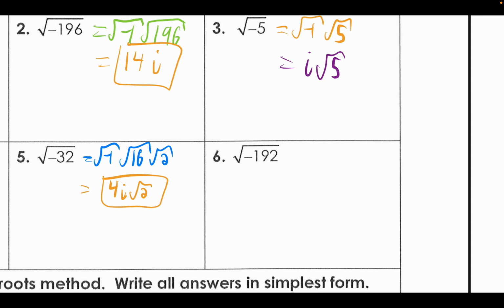On number 6, the square root of negative 192, we'll say it's the square root of negative 1 times the square root of 64 times the square root of 3. The square root of 64 is 8, the square root of negative 1 is I, and the square root of 3 is the square root of 3.